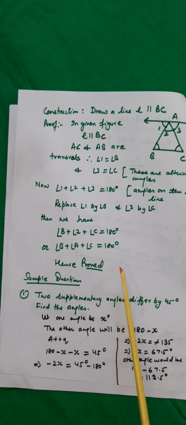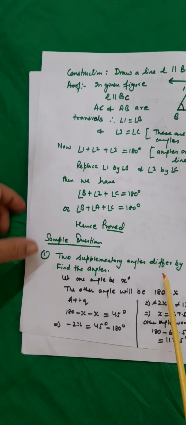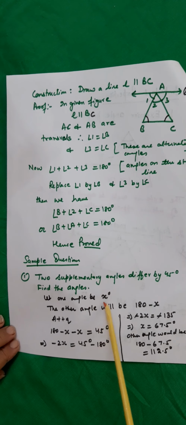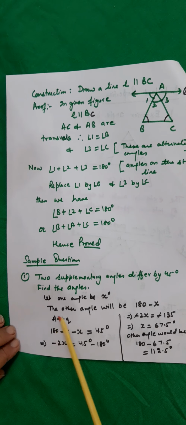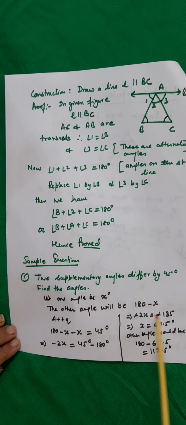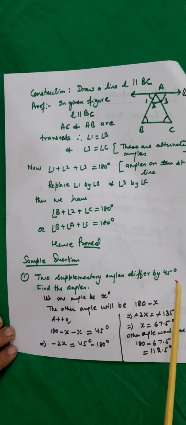Sample questions based on these facts. Question number 1: Two supplementary angles differ by 45 degrees. Find the angles. Let one of the angles be x degrees. The other angle will be 180 minus x because they are supplementary angles. Now, according to the question, their difference is 45.